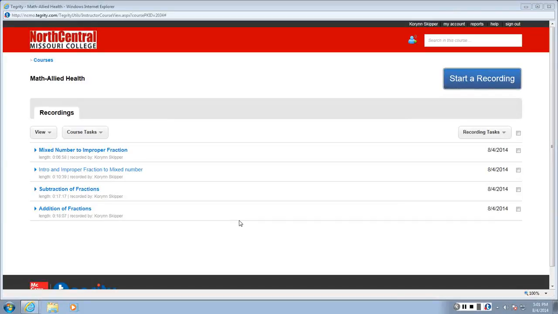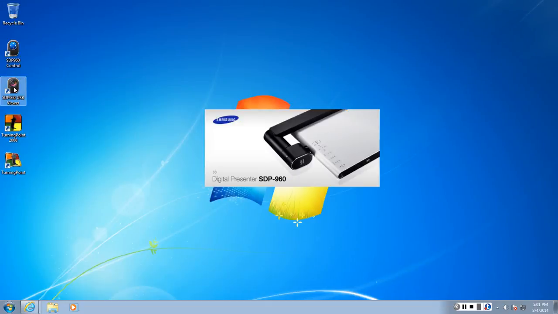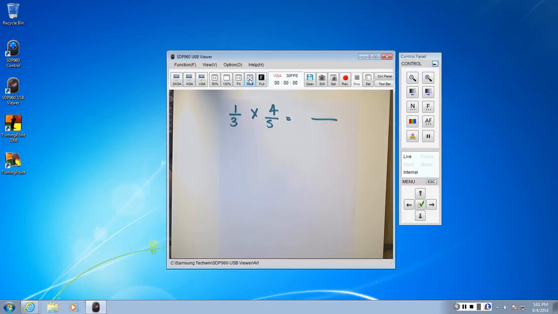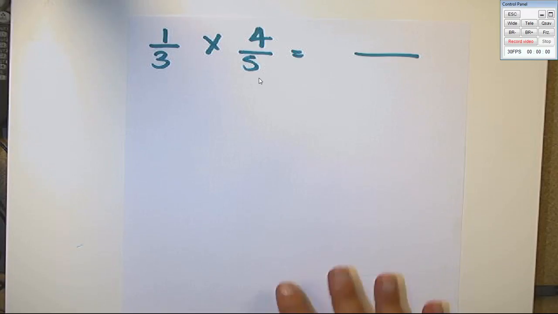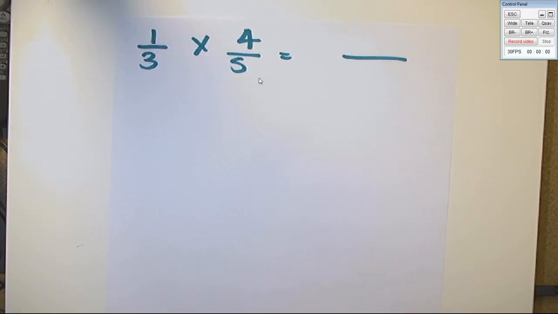Now we're going to work on multiplication of fractions. Okay, so we're going to start out with 1/3 times 4/5. And with multiplication, it's really simple.